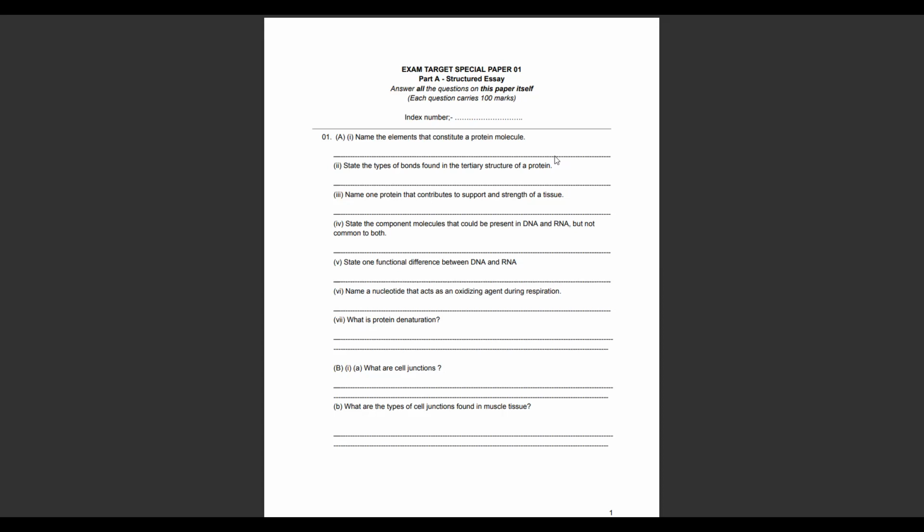Roman number 2, state the types of bonds found in the tertiary structure of a protein. Now, if we take a protein molecule, you know there are 4 levels of structure: primary, secondary, tertiary, and quaternary. Here they are asking about the bonds found in a tertiary structure, bonds but not the interactions, right? So you can write hydrogen bonds, peptide bonds, disulfide bonds, and ionic bonds. But if you have mentioned van der Waals interactions or hydrophobic interactions, no marks will be given, right?